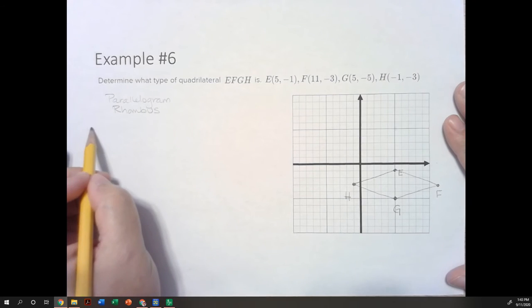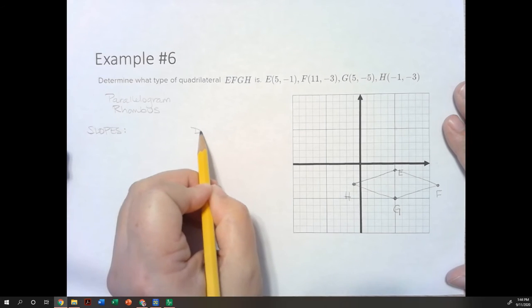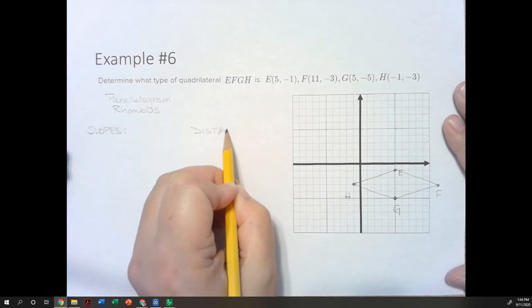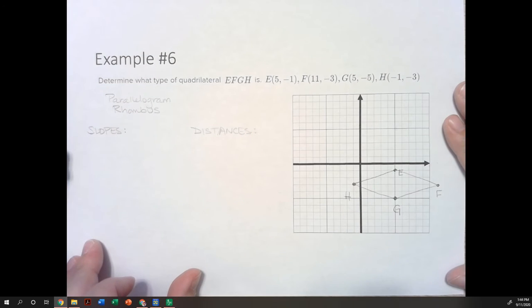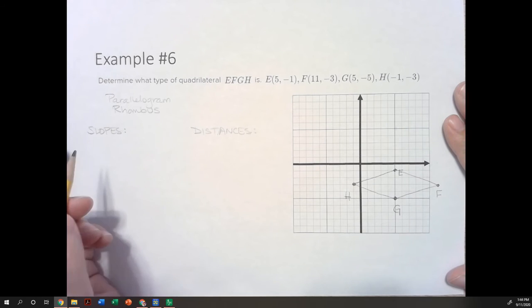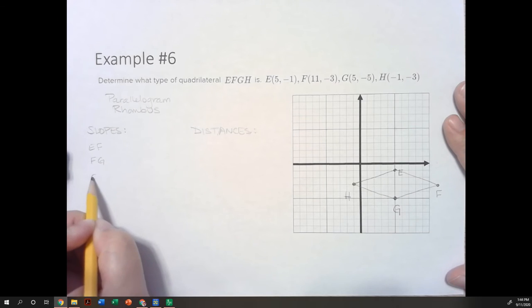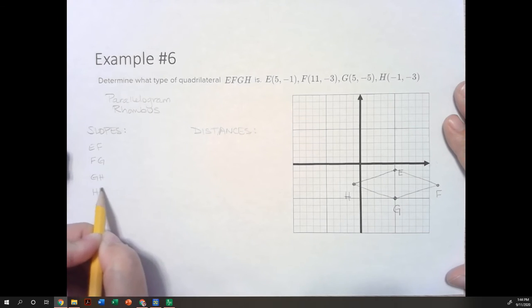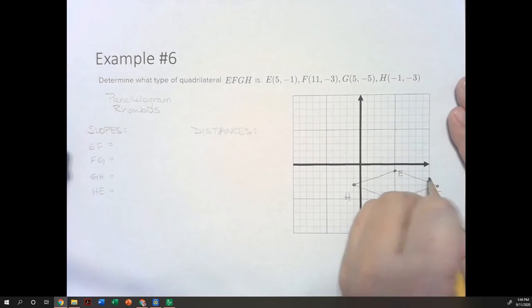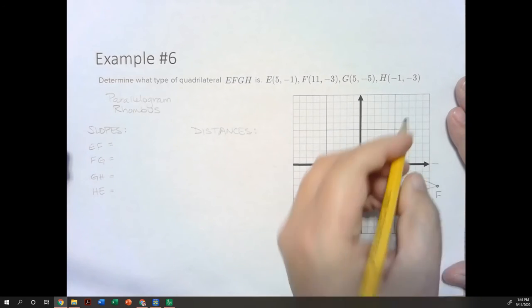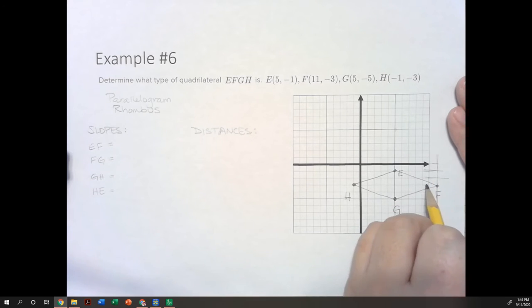All right, so let's do some slopes. And we're going to need to do some distances. Okay. All right, so let's do the easy one first. Let's do our slopes. Okay. So let's get our slope from E to F, F to G, G to H, H back to E. All right, so E to F. Now, we had to go over 1 right here. So let's fill in some missing grid lines.